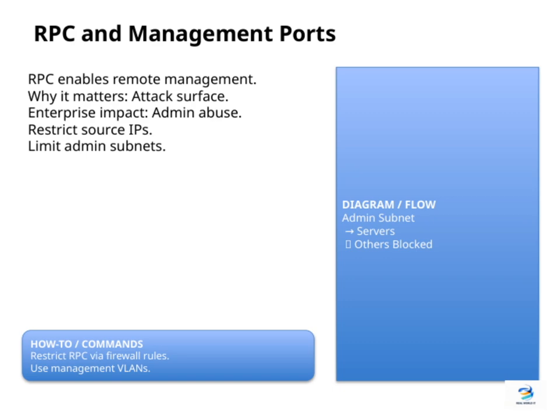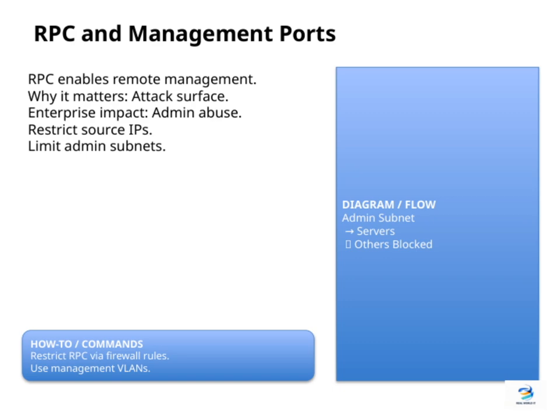Using management VLANs is also a crucial step. This helps isolate management traffic from other network traffic, reducing the risk of unauthorized access. Remember, RPC enables remote management, which is powerful but also a potential attack vector if not properly secured. That's why it really matters, to minimize the attack surface. If attackers can exploit RPC, they could gain control over critical systems. On an enterprise level, this could lead to admin abuse or privilege escalation, so tightening these controls is vital.